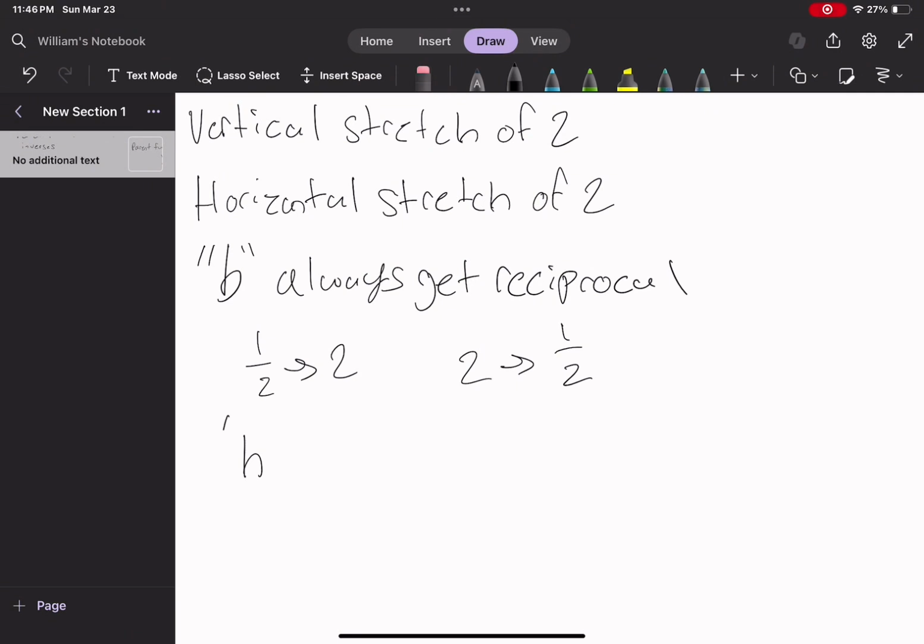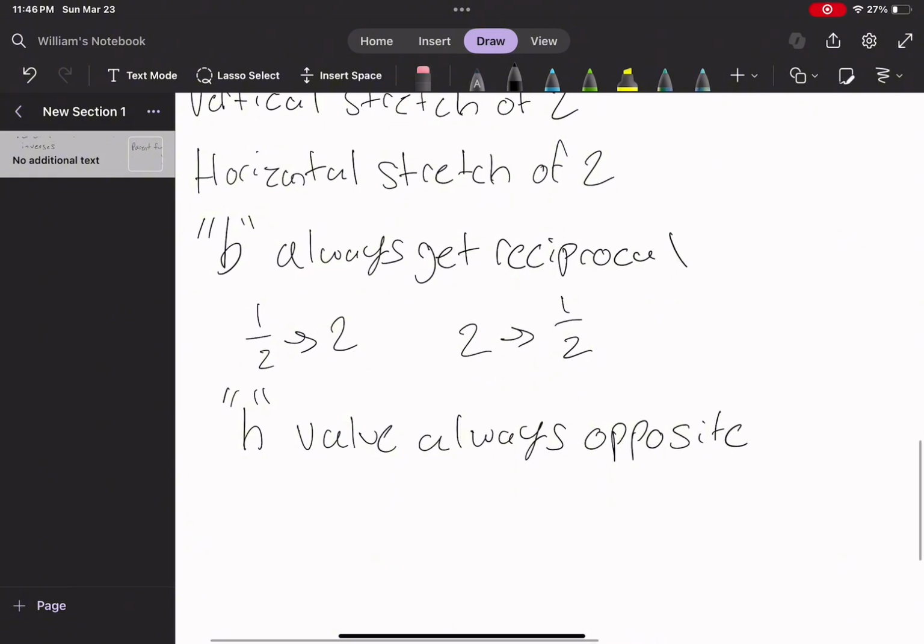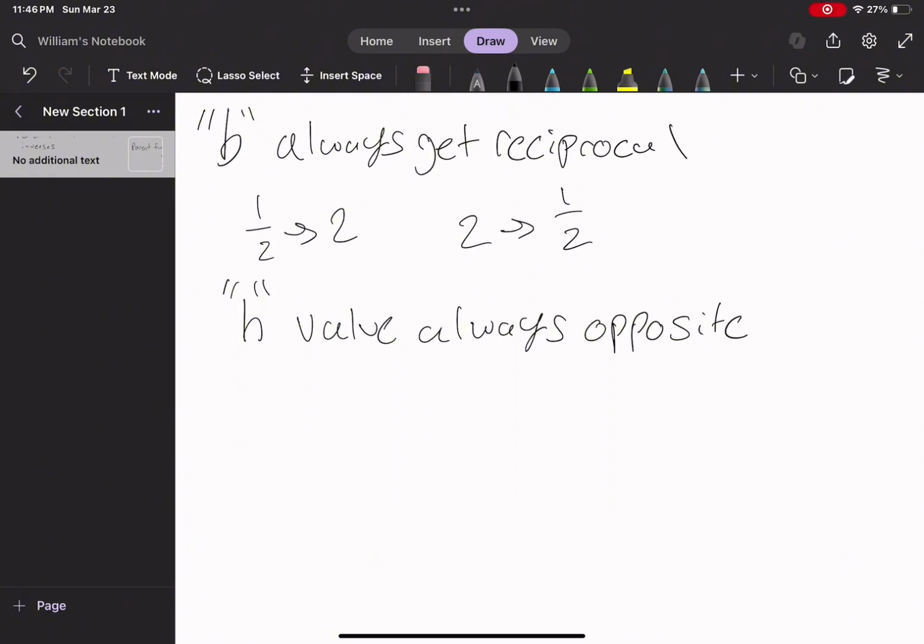Now what's another nuance? Our h value. That will always be opposite, because you see in the formula it says negative h, which means any number that is input into our h value will become negative if it's a positive number or positive if it's a negative number. So if you were to input this 5 into our h value, it would be left 5.